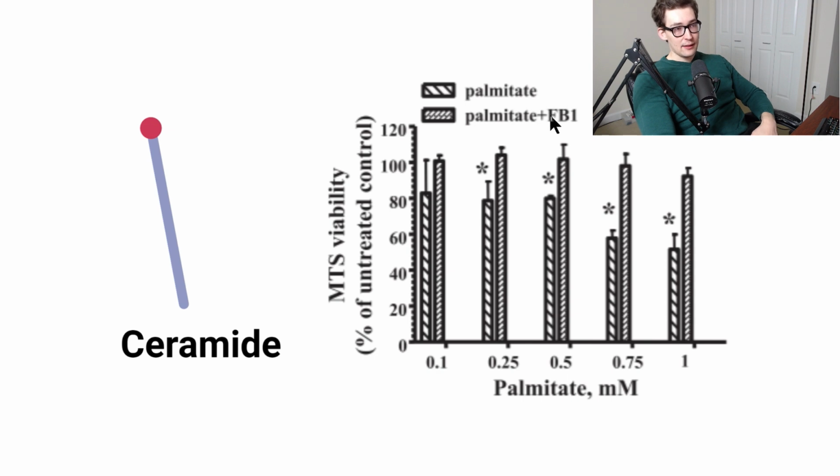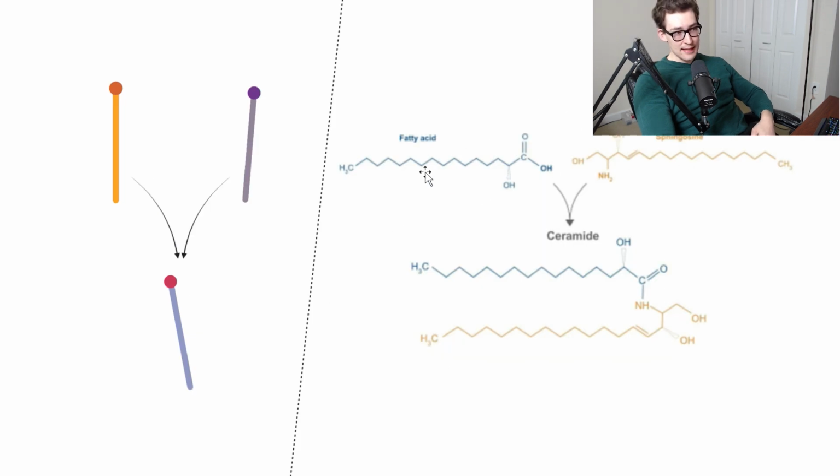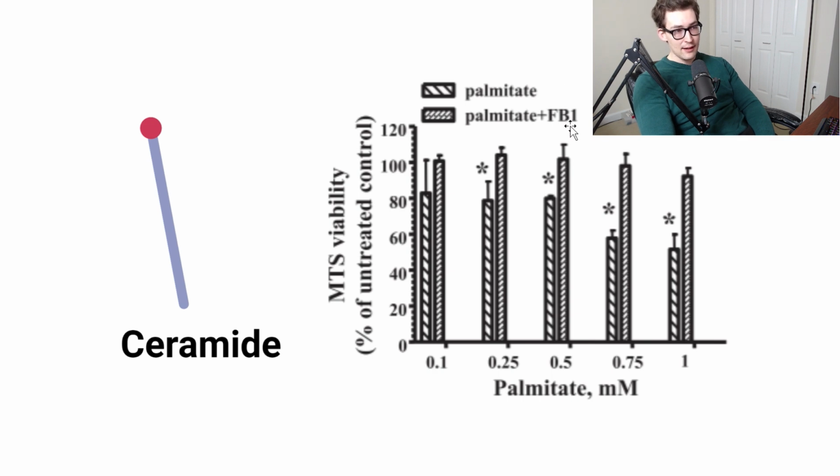However, now they've added this FB1. Let me quickly look it up, it's fumonisin B1. All right, so fumonisin B1 is a drug, a molecule that will inhibit the conversion of saturated fat with sphingosine into ceramides. There's an enzyme known as ceramide synthase that is enzymatically responsible for the combination of these two molecules. So here they've added this drug, which is a mycotoxin, I think.